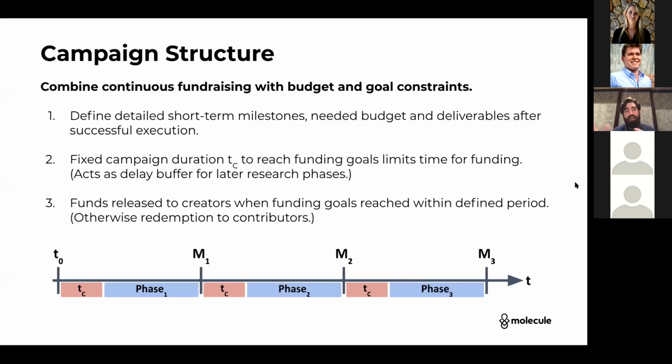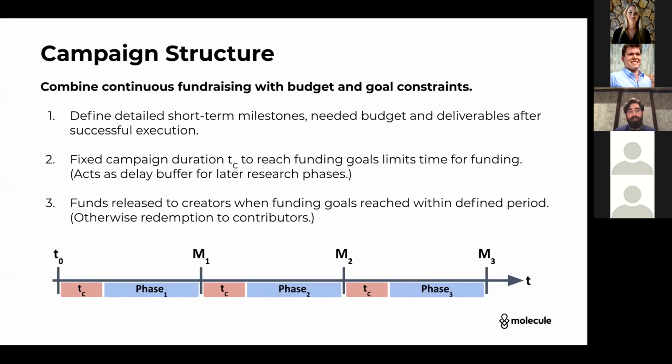So just to give you an idea how this might be structured, and this is one of the innovations that is quite new in the scientific crowdfunding space: trying to set up campaigns in a way that really mimics how science is actually conducted. And I'll just run you through this relatively quickly.